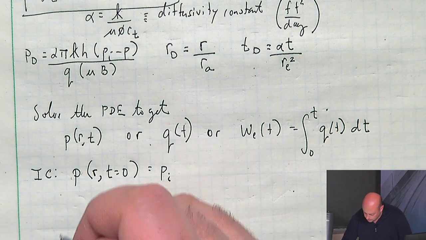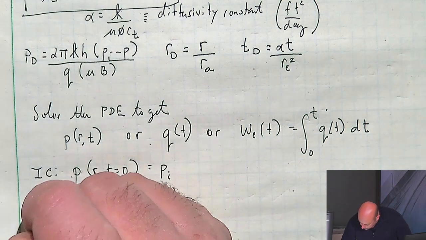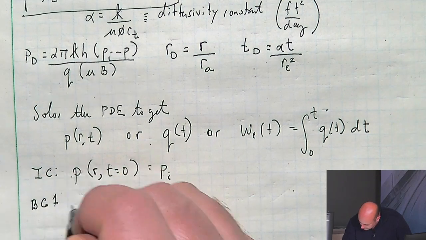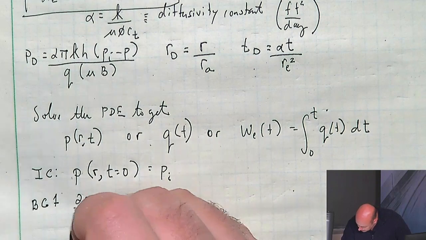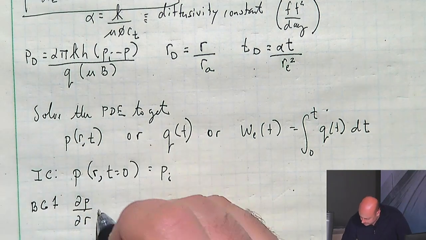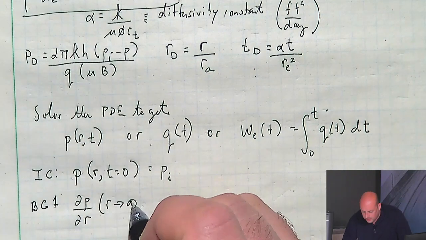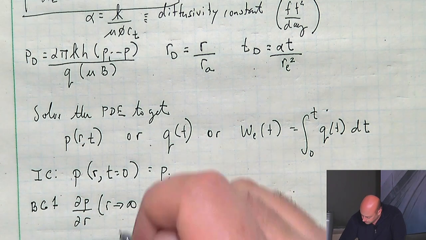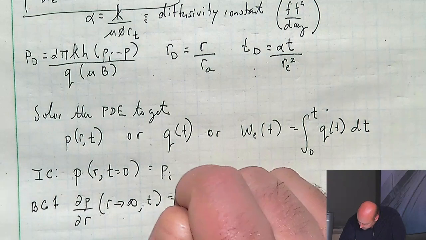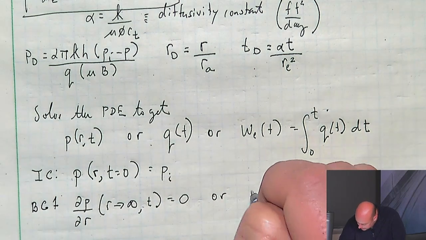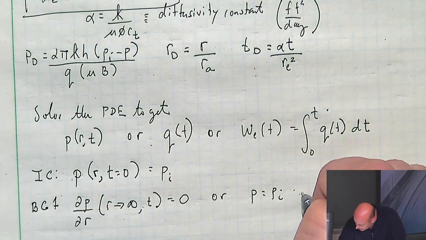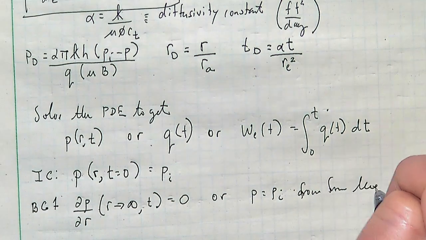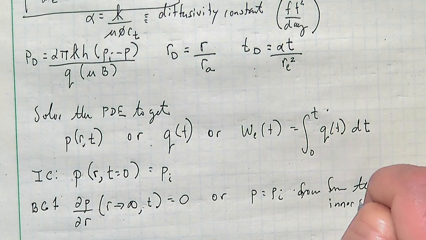That's the initial condition. Then there's going to be a boundary condition that says at very far distances, like at r equal to infinity or at the very edge of the reservoir. This presumes that it's a very big reservoir. At time equal to 0, or another way of saying that is P is equal to PI far from the, I'll say, inner cylinder.